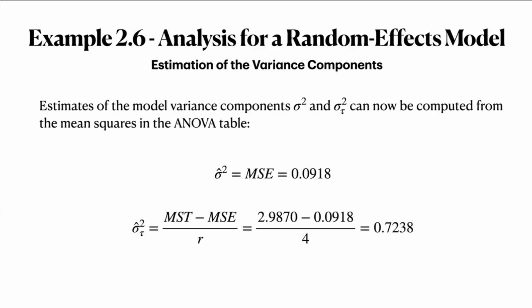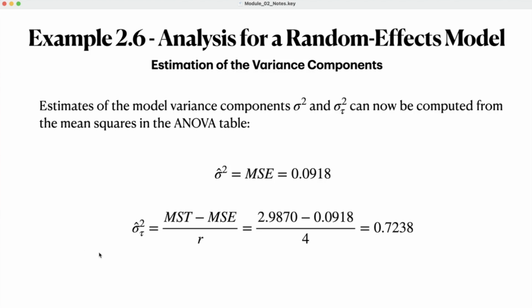And so estimates of the model variance components can now be computed from the mean squares in the ANOVA table. Remember that the formulas for computing these variance component estimates come from the values, the mean squares, in the ANOVA table. And so the sigma hat squared, the estimated variance of the random error terms, is given by the mean squared error in the ANOVA table, which we found to be 0.0918.